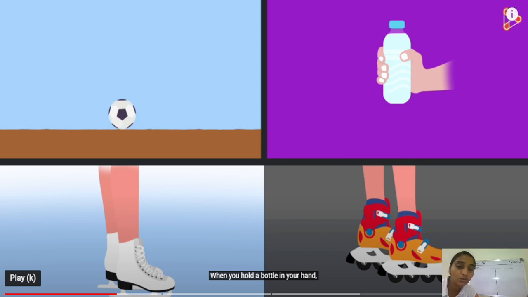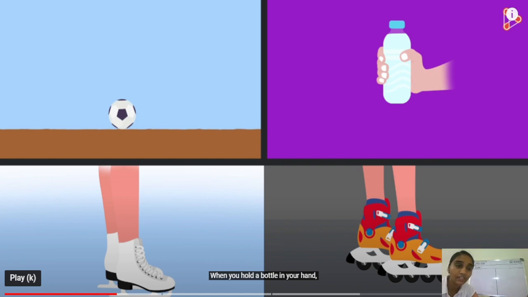So, students, what do you think is making all these actions happen, like the movement of the ball on the floor, us holding the bottle with our hands, and the skating on the ice or the ground with wheels? Yes, there must be some kind of force involved over here.